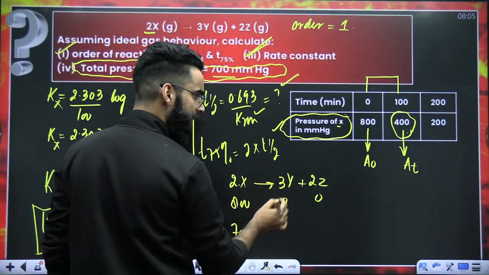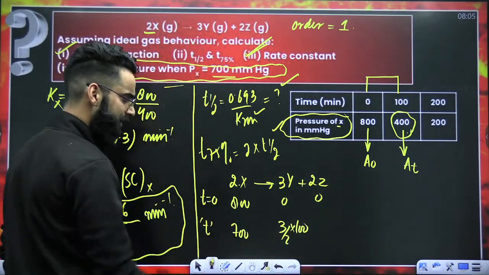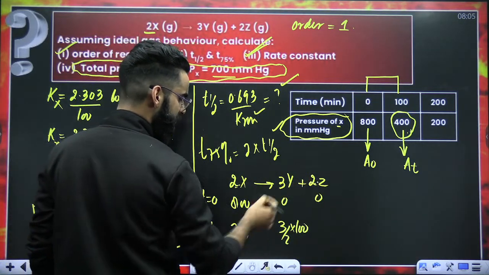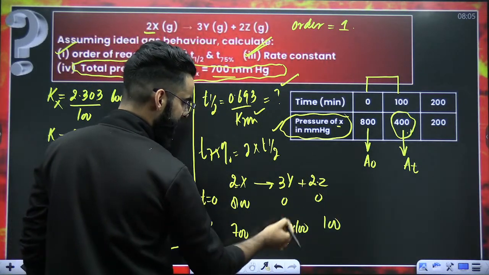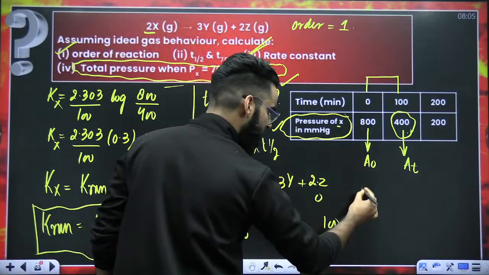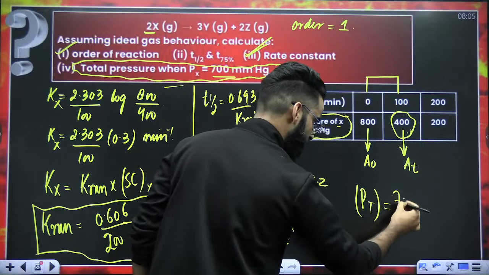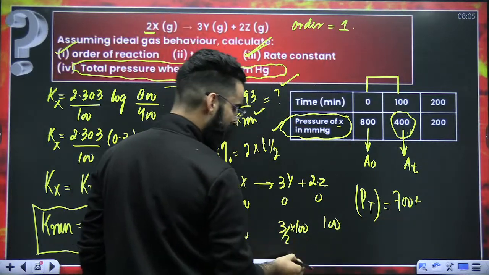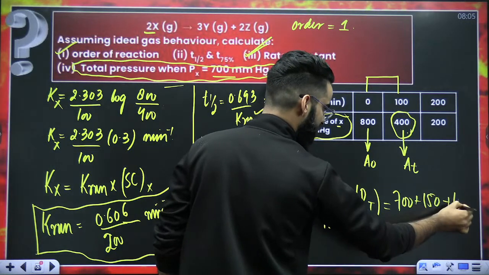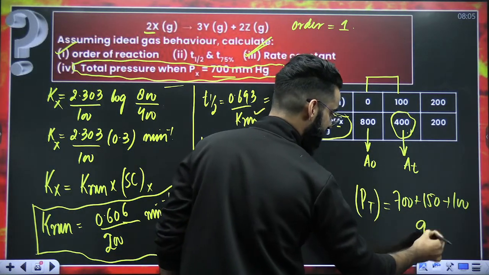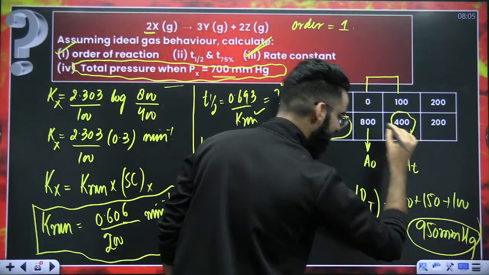Now see, 2 moles give 3 moles. 1 mole gives 3 by 2. So 100 is going to give us 3 by 2 multiplied by 100. Right? Simple procedure. 2 moles give 2 moles, 1 mole gives 1, so 100 gives us 100. Perfect. So this is 150, since 50 into 3 is 150. So I would say the total pressure of the system at time t will be equal to 700, which is the pressure due to X, plus the pressure due to Y, that is 150, and the pressure due to Z, that's 100. So this is 850 plus 100, that comes out to be 950 mm of Hg. So this is the total pressure of the mixture at time t, right?